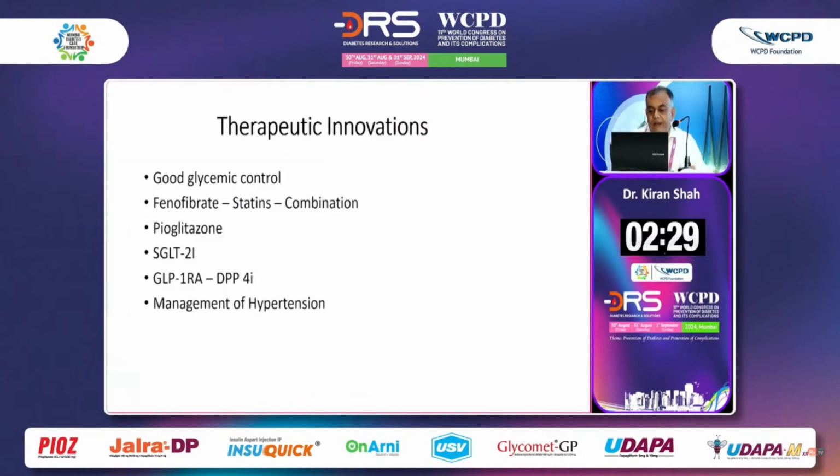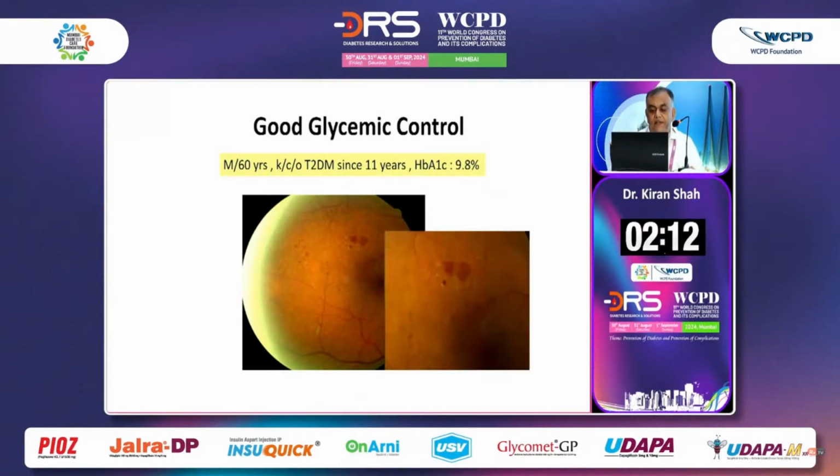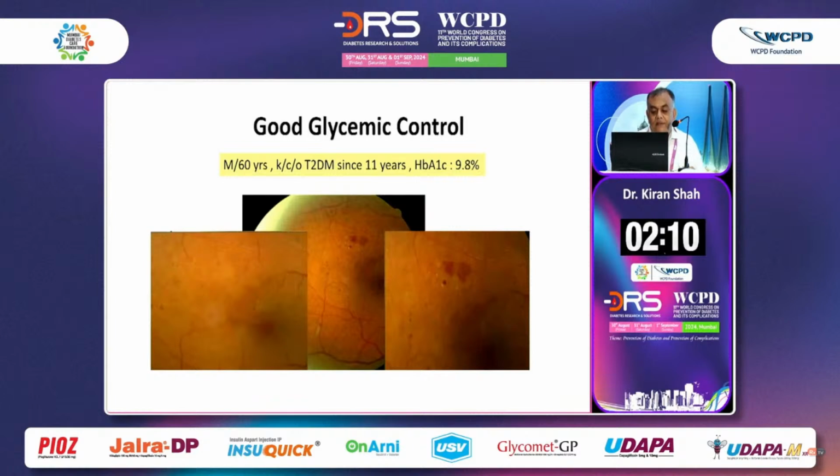Now, with respect to therapeutic innovations: good glycemic control, statins, fenofibrate, glitazones, SGLT2 inhibitors. Do GLP-1 receptor agonists or DPP-4 inhibitors have any role, and what is the management for hypertension? So here is a case, type 2 diabetes, 11 years, A1C 9.8%. You can see the hemorrhages there. And this is after 6 months. You can see the hemorrhages have classically disappeared. A1C has come down to 7.6%. So with good glycemic control, yes, we can achieve good fundus images, or you can actually do good treatment.